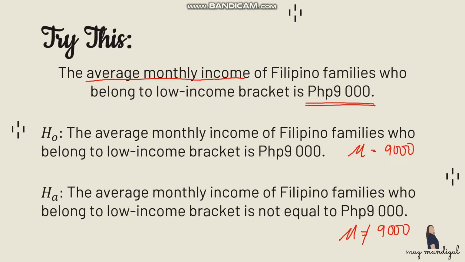So remember, for the null hypothesis, we always assume that our population parameter and our hypothesized value are equal. And then for our alternative hypothesis, we assume that there is a difference between the two values.